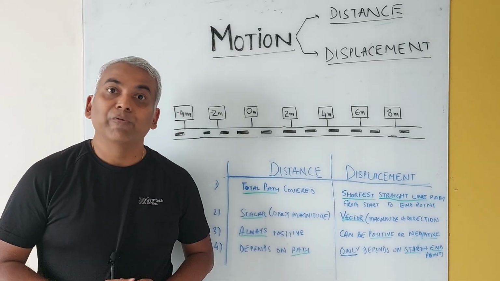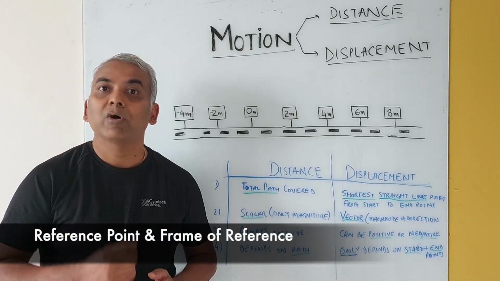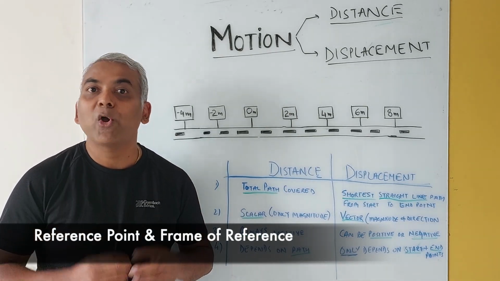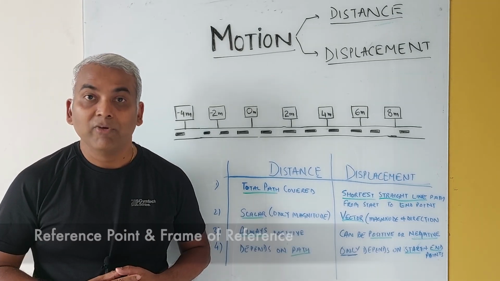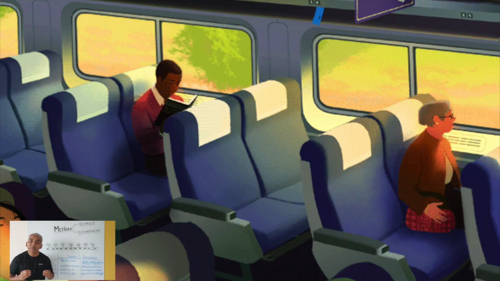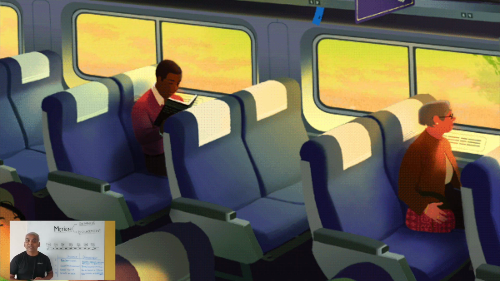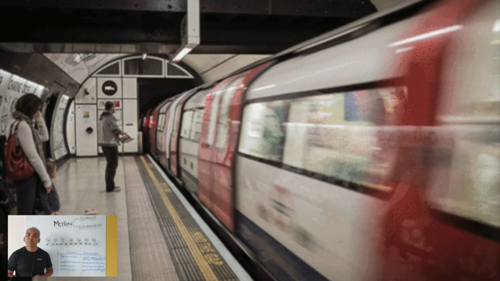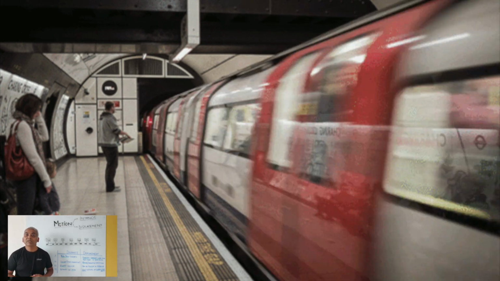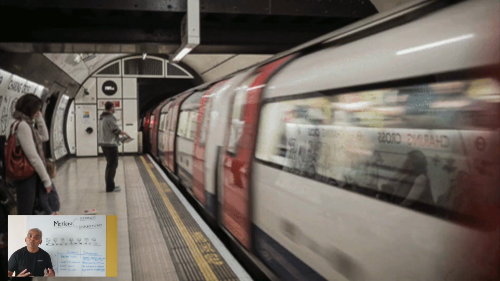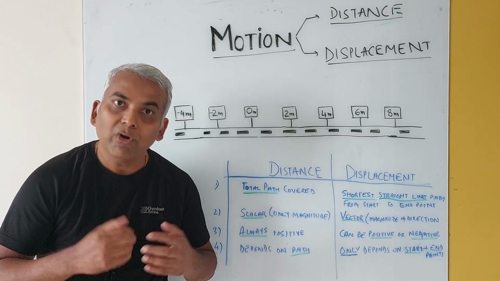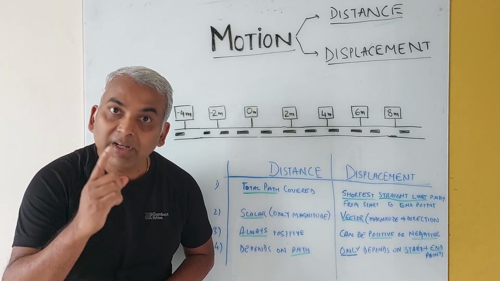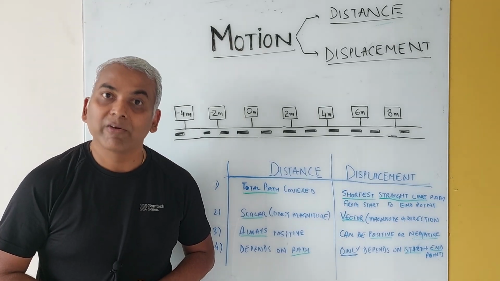In the previous video, we learned how to measure the position of an object with respect to a reference point in a frame of reference. For example, a person sitting in a moving train is at rest with respect to another person in the train, in the train's frame of reference. However, the same person is moving with respect to an observer on the platform if we take the ground as a frame of reference. Therefore, for any measurement, you must have a reference point and a frame of reference.